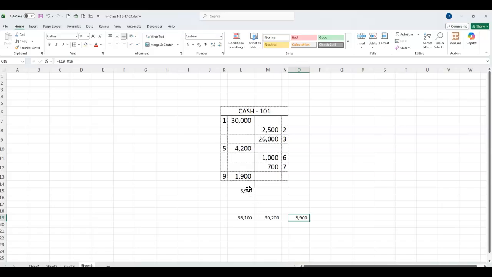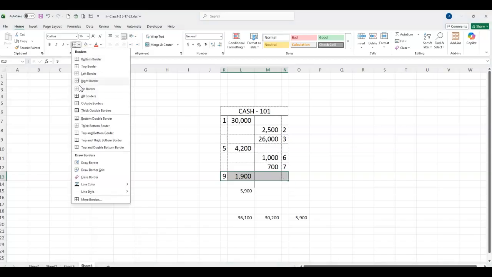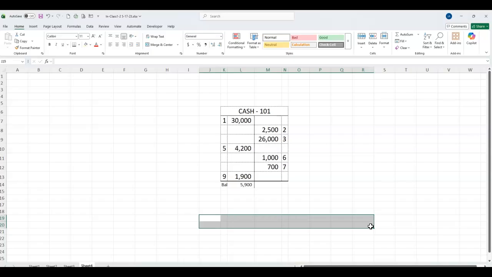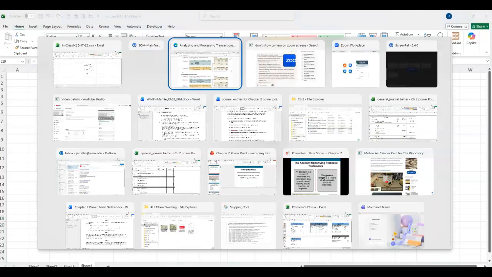$5,900. So my balance in cash, if I were to want a balance, I would just draw a line right there. Where I want that, put a big line there, and then I would say balance. There we go. That's what it would look like, something like that. Okay, back to there.